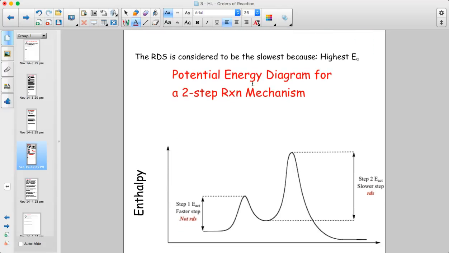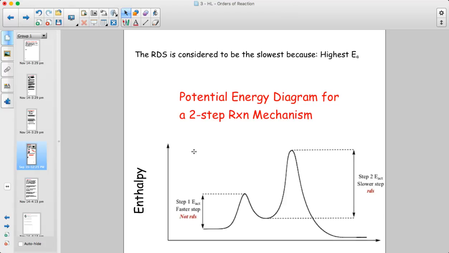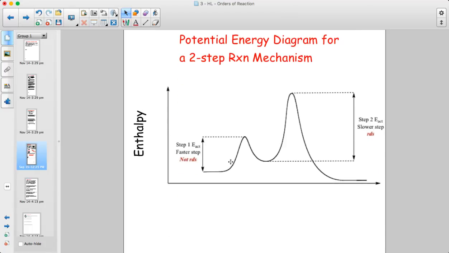So if you're going to do a potential energy diagram or enthalpy diagram as they're called, they get called both names. If this is enthalpy or potential energy, this represents a reaction that has a two-step mechanism. So the first step is represented by this hurdle, right? So you have your reactants here.